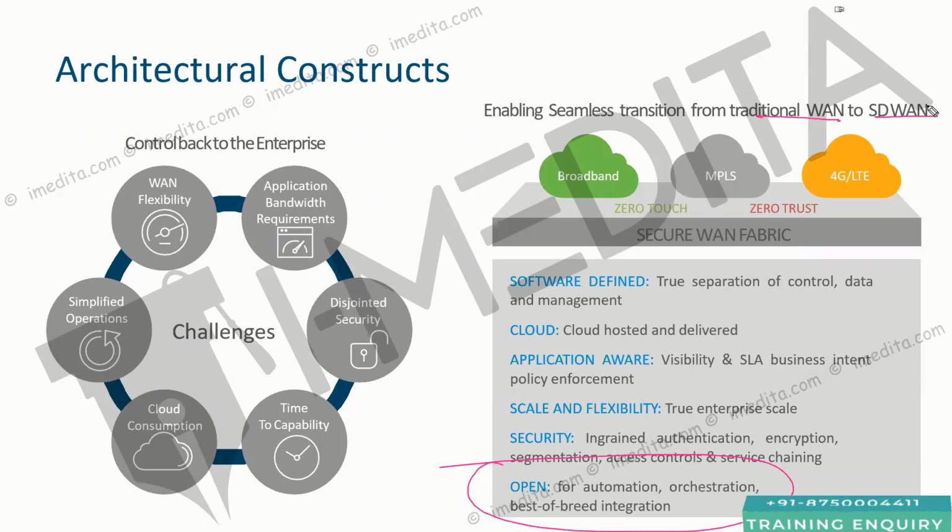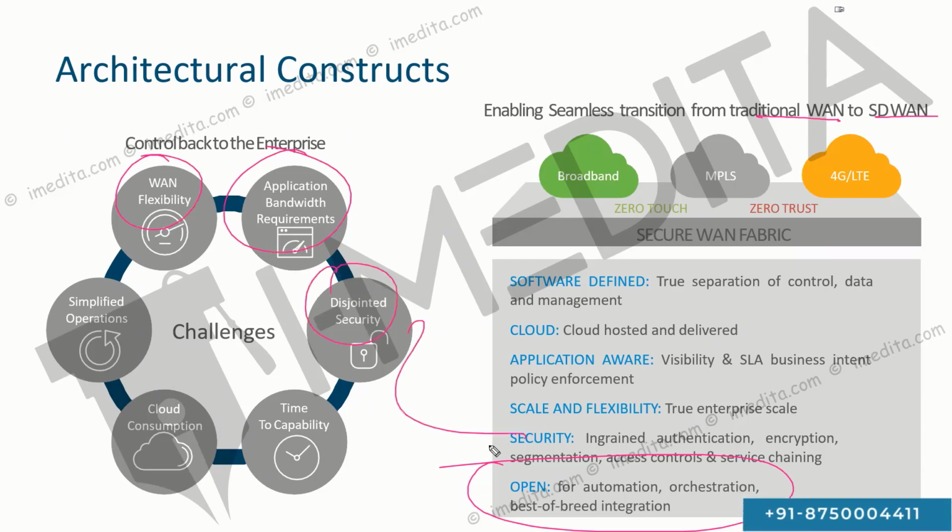We'll talk about this in the migration, at the end, but that can be done. So you can have whatever WAN transport you want to have. We can analyze the bandwidth and application bandwidth requirement, and we can create a policy based on the same. We have different security features such as authentication, encryption, segmentation, access control, service chaining, all these security related features we have.